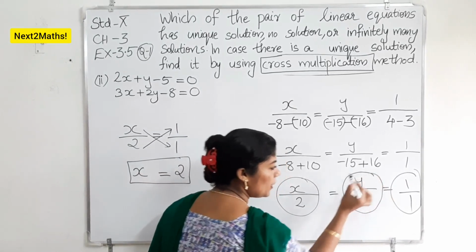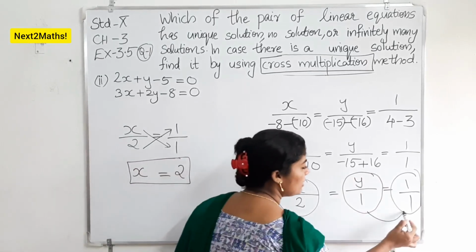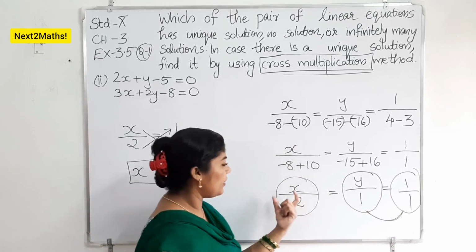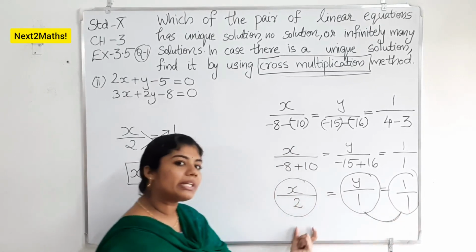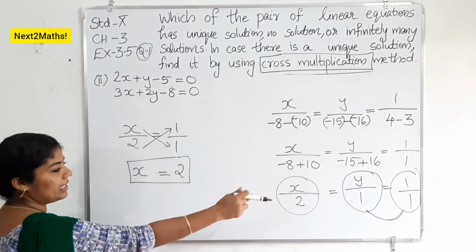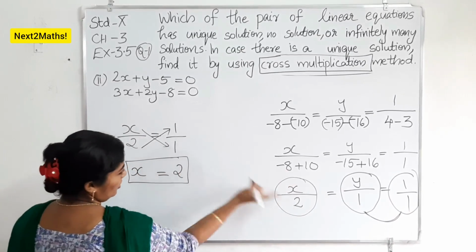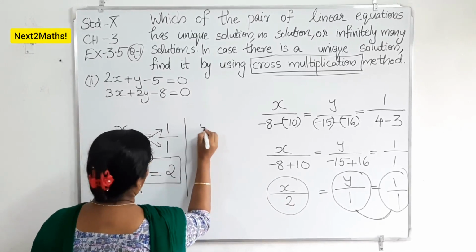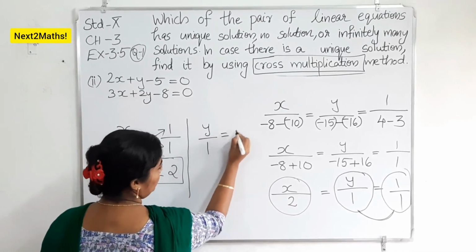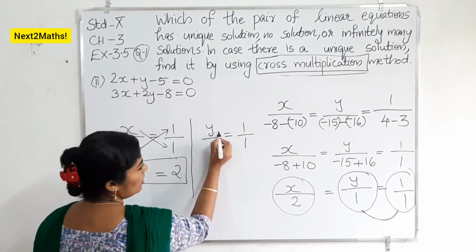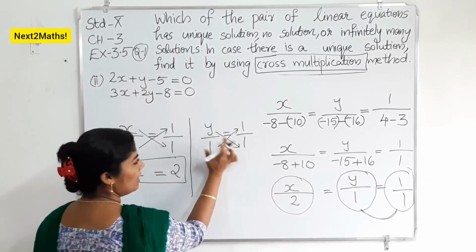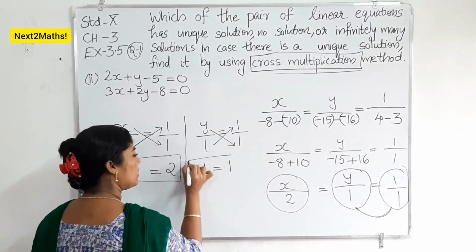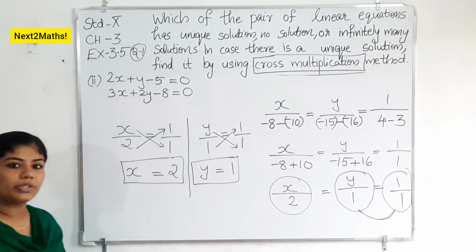Similarly we are doing y also. For finding y you are taking y divided by 1 and this 1. Only this equation you are taking, you will get the value of y. When you take the first one and the last one you will get the value of x. So let's take the second and last one. These two again. So there you will get y by 1 equal to 1 by 1. Okay. So just use the pointer. y multiply with 1 you will get y, equal to 1 multiply with 1 you will get 1. So what you got? y equal to 1.